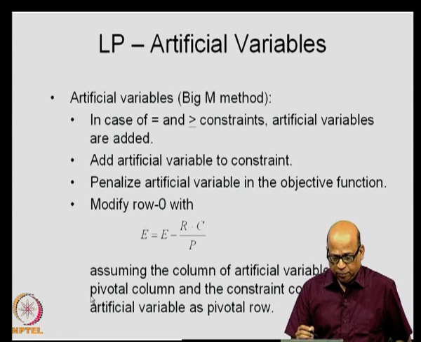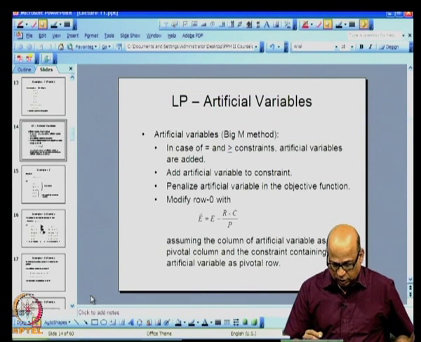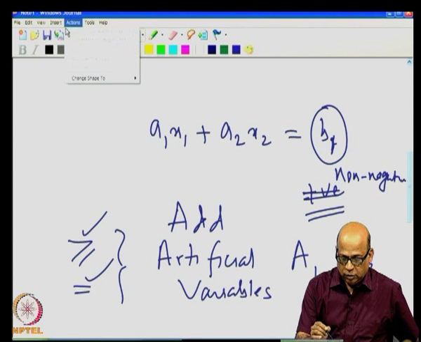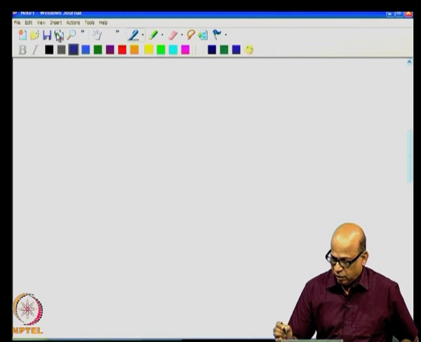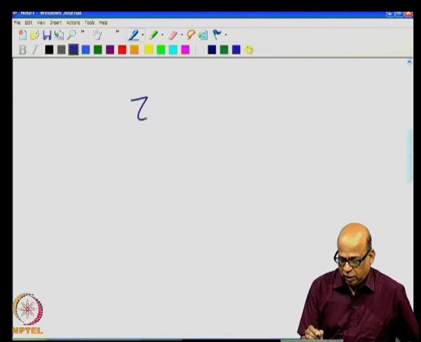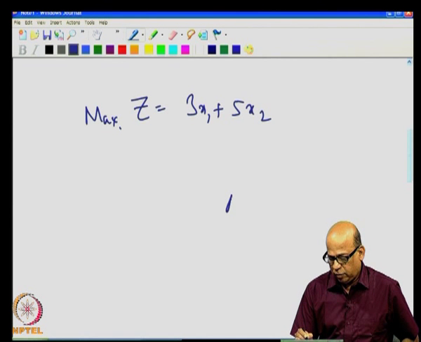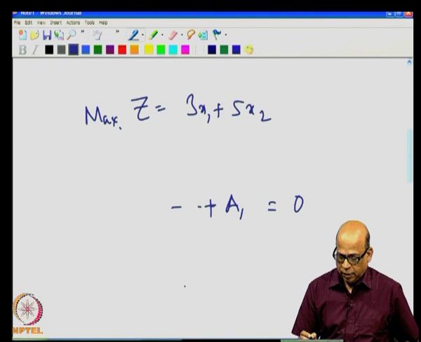What I mean by that is, let us say that you have an artificial variable. Let us say you had z is equal to 3x1 plus 5x2 and you were maximizing this, and you have put some artificial variables here, some constraint and artificial variable, and then that equal to 0.